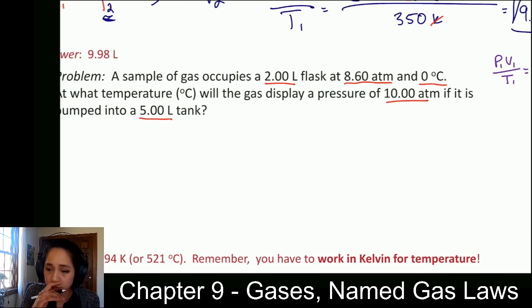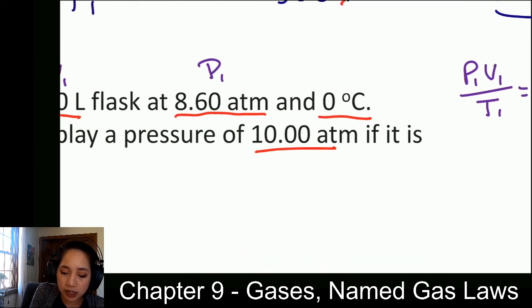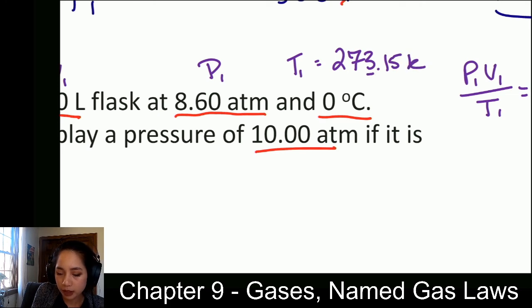So I'll just read through the question again. A sample of gas occupies 2.0 liters. So that's a volume, so I'm just going to say that that's V1. At a pressure of 8.6 atm, that's a pressure, so that's P1. And at 0 degrees Celsius, so this is T1 as well, but it needs to be in Kelvin. So 0 degrees Celsius to Kelvin is 273.15 Kelvin. But it would be rounded to the ones place, so we can just say it's 273 Kelvin.